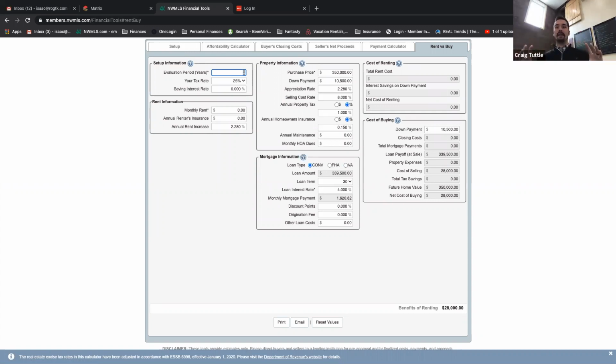So a rent to buy calculator, the point is to point out to a buyer that yes, your payment may be higher, maybe not, but it may be higher if you buy a home, but there's a lot of other benefits. You get to write off the mortgage, right? The interest on the mortgage. You have appreciation. That's obviously huge. We talk about that all the time.